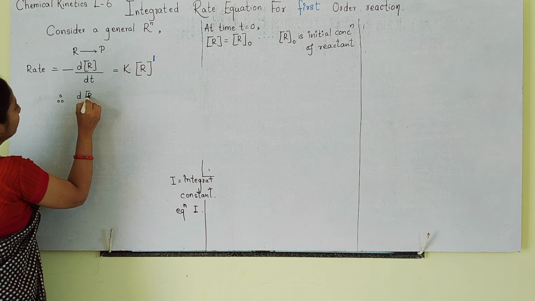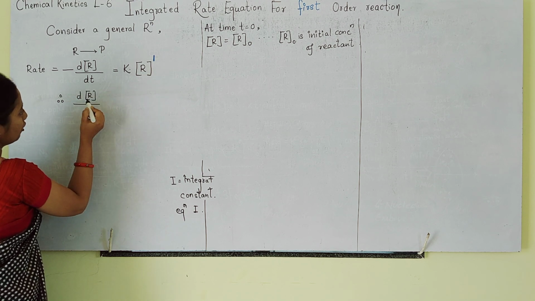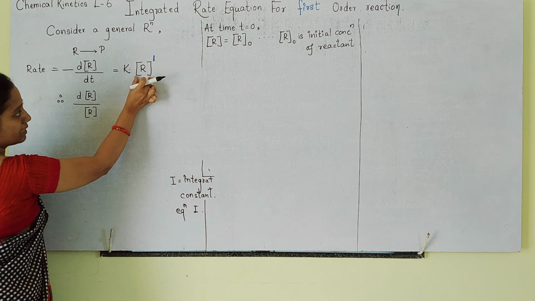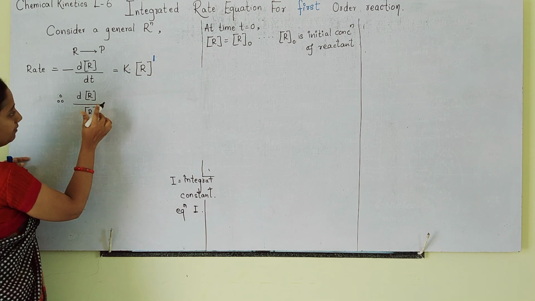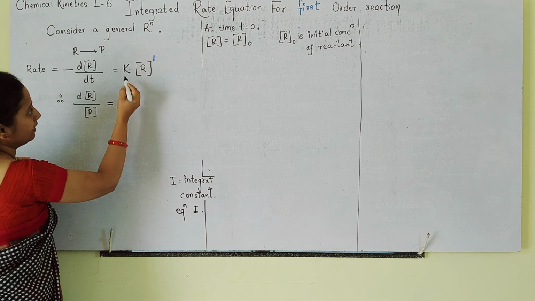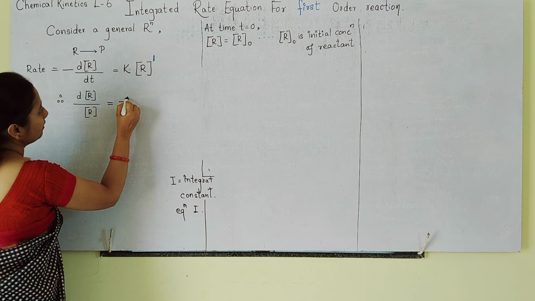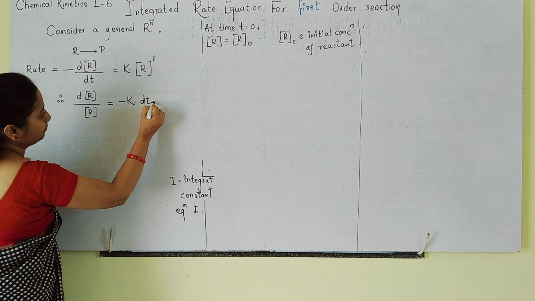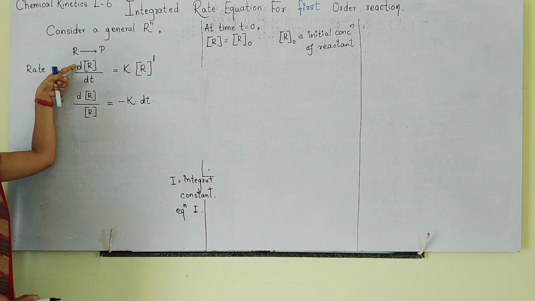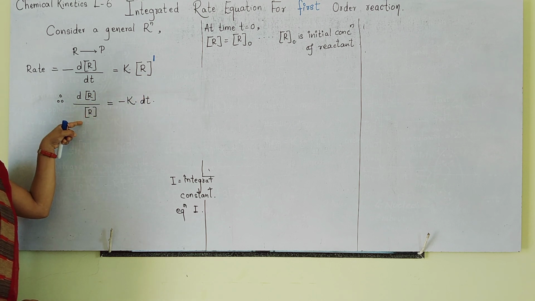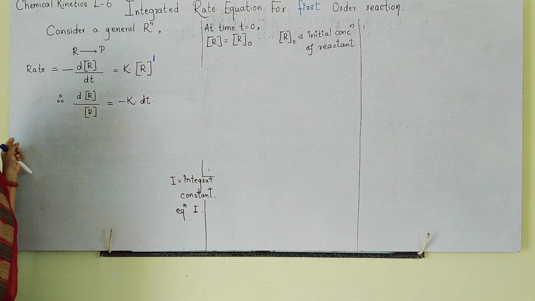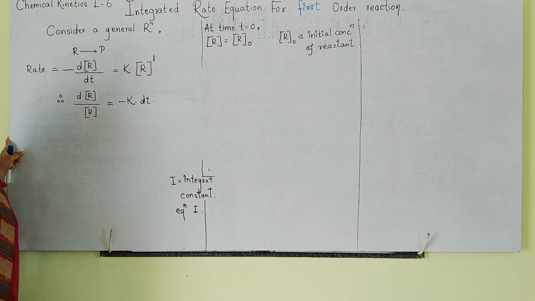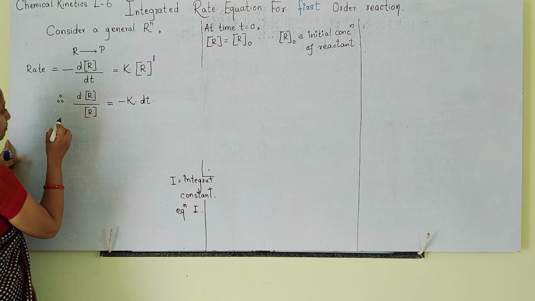I will take this concentration of R on left side. Concentration of R I have taken on left side. So what will be there on right side? Minus sign goes there, k is already here and dt goes there. Step understand. dR by R I want. So R I have taken here, dt goes there, minus sign taken that side. Okay, so dR by R is equal to minus k into dt. Next step.